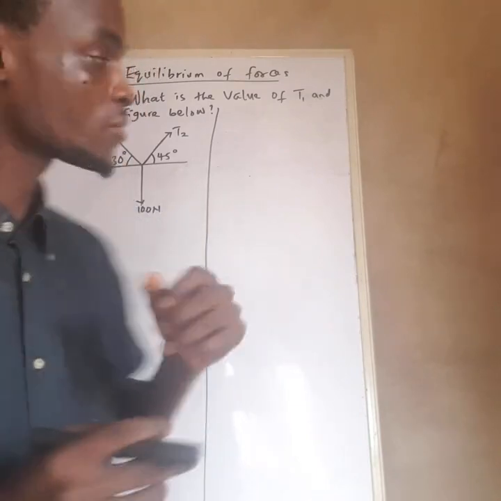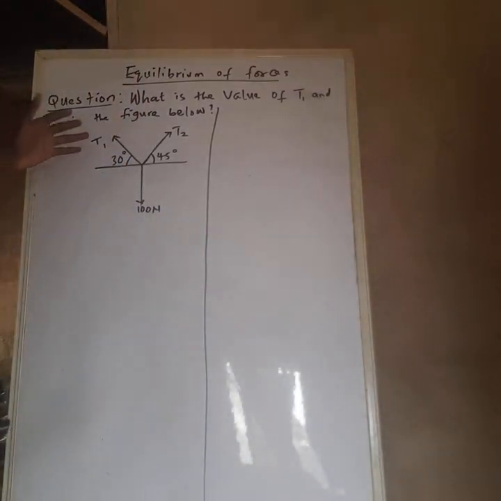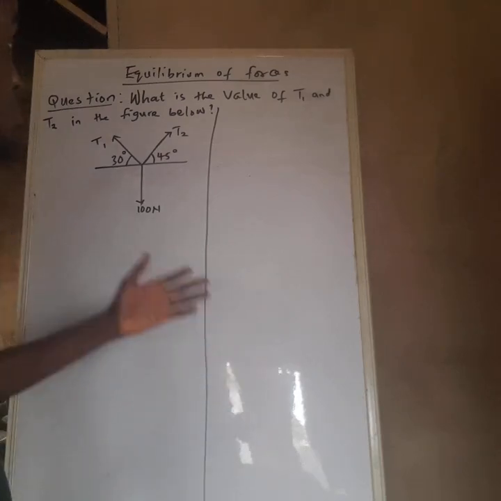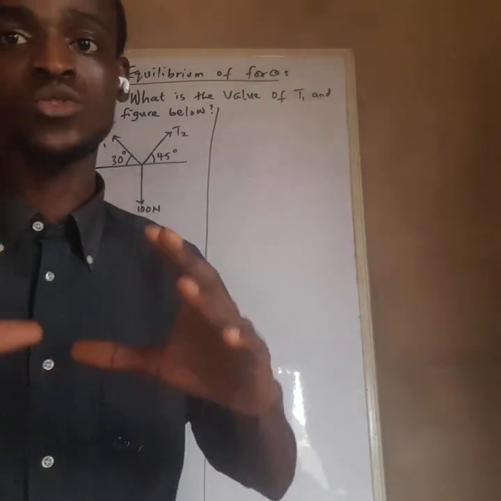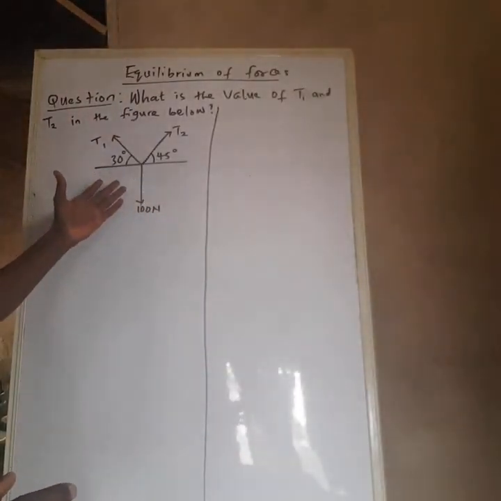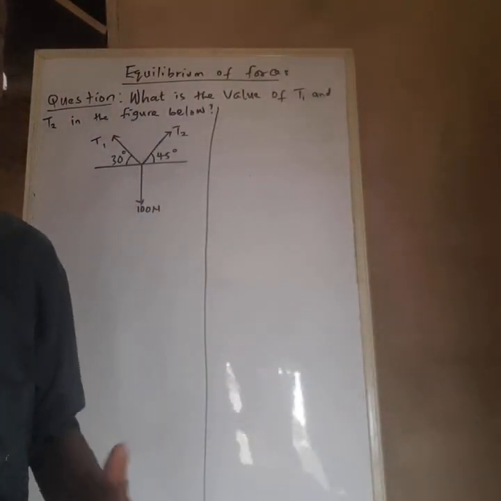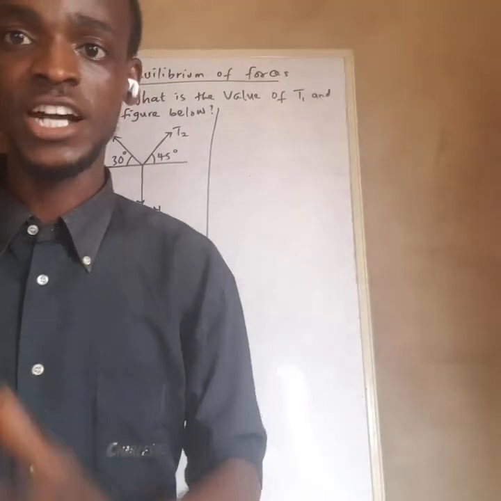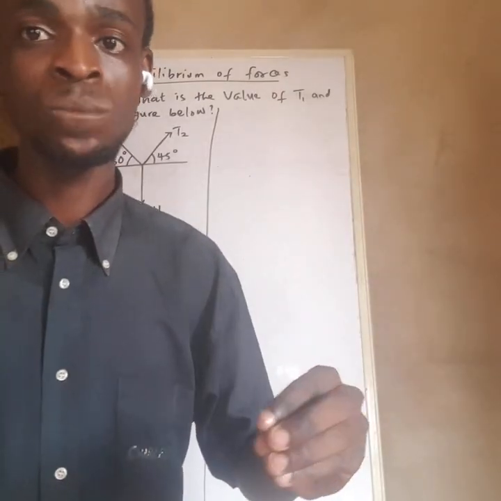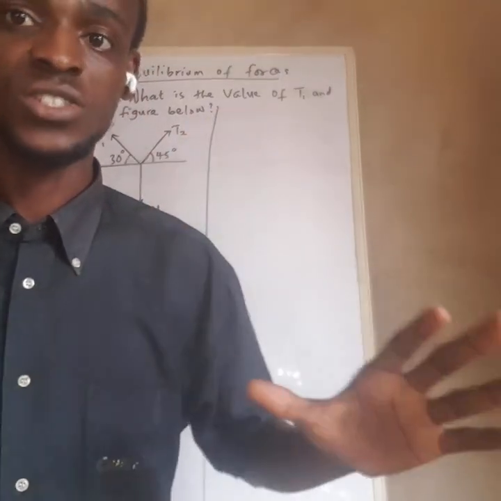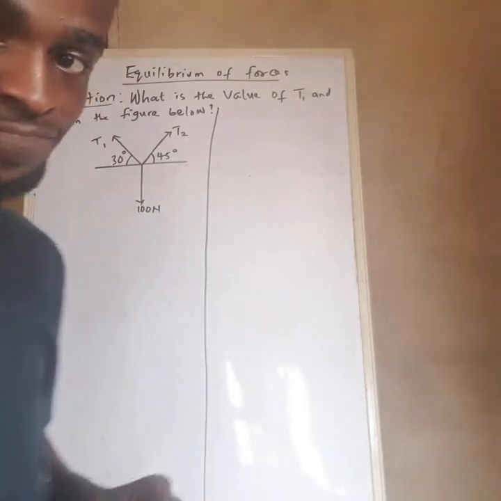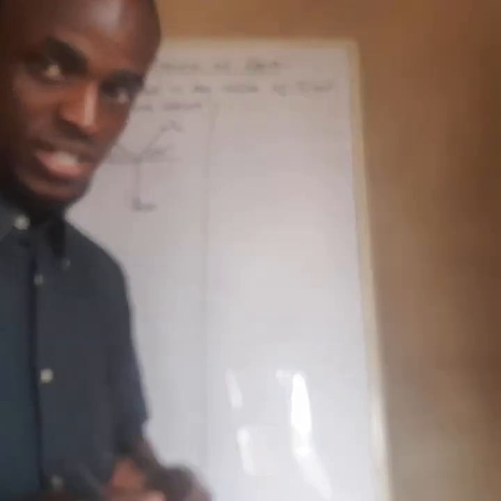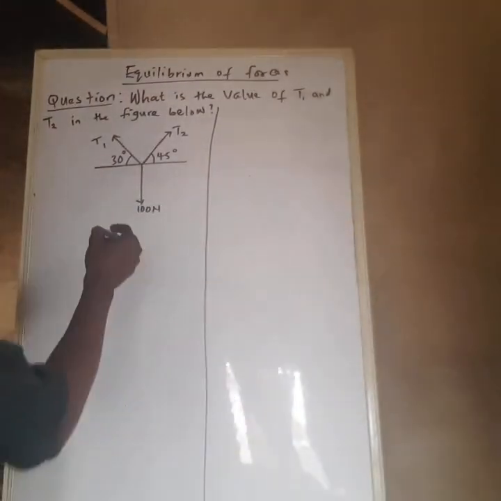Now, to solve this kind of problem, what is the value of T1 and T2 in the figure below? To solve this kind of problem, we are going to convert this diagram, which is otherwise known as a free body diagram, to a triangle of forces, and it's quite simple. All right, now follow me so that you can understand how it is being done. Solution.